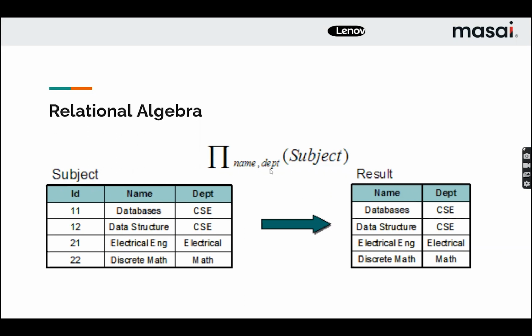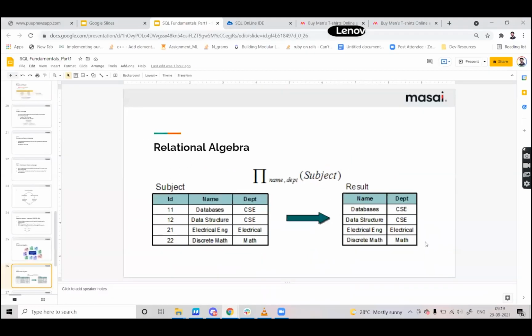So I will write name, comma, department, the columns I want, and inside the brackets I will write the table I'm performing this on. It will give me the output: name, department, like data structure, CSE, electrical engineering. So this relation is the input I give to relational algebra, and I perform the project operation. After that, I get name and department columns as output.